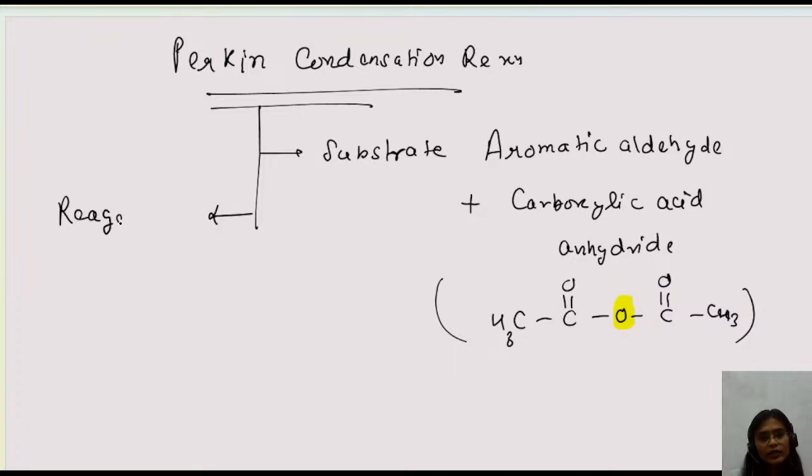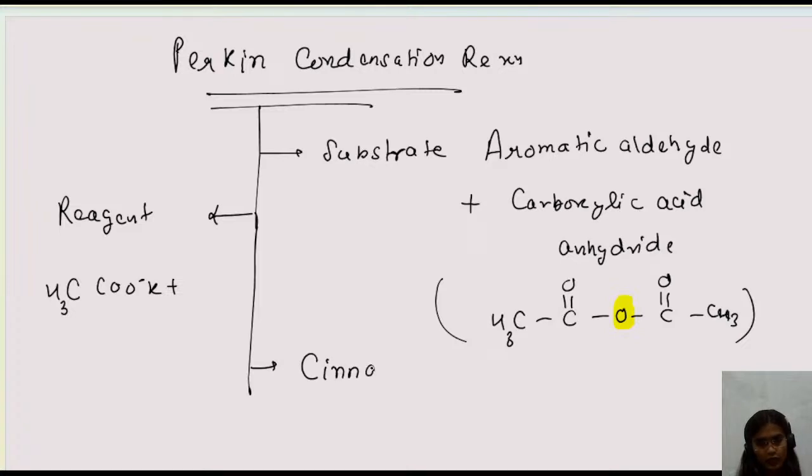In this case, the reagent we are using is potassium acetate, the salt of acetic acid, with potassium. So we're using the salt basically. And which kind of product are we getting? In this case, the product is cinnamic acid. The reaction is famous for the formation of cinnamic acid. I will tell you what cinnamic acid is, so I have to write this and highlight it.